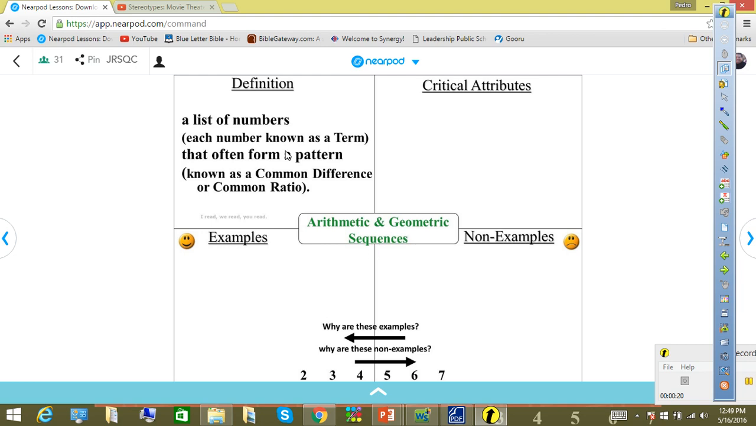Arithmetic and geometric sequences are a list of numbers. In parentheses, we write each number known as a term. Write that down. That often form a pattern. And the pattern is called, in parentheses, known as a common difference or a common ratio.